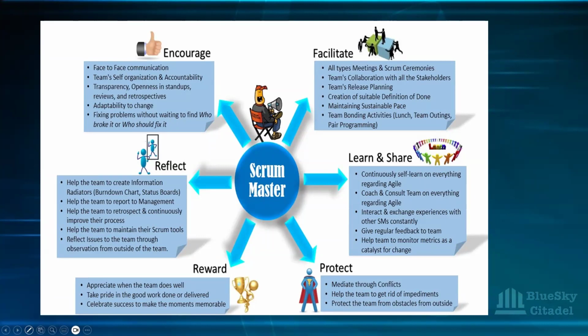Okay. You need to encourage the team to be self-organizing, to be open and to be accountable. They need to be accountable for whatever they do. You have to encourage them to be transparent. People don't like transparency. They just want to do what they need to do and move on. But you need to teach them, you need to encourage them that they have to be transparent, they have to be open.